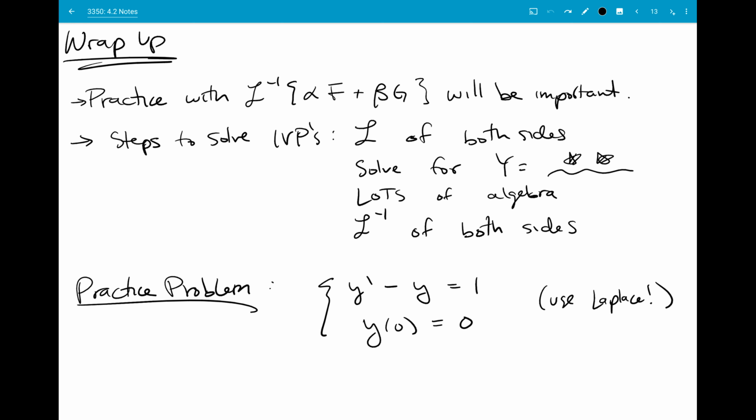So your practice problem for today is to solve the initial value problem right here. y prime minus y equal to 1 with y of 0 equal to 0. And you could solve this using exam 1 methods, but I want you to use the Laplace transform to practice that new tool. So work on that, and then I will see you in class.